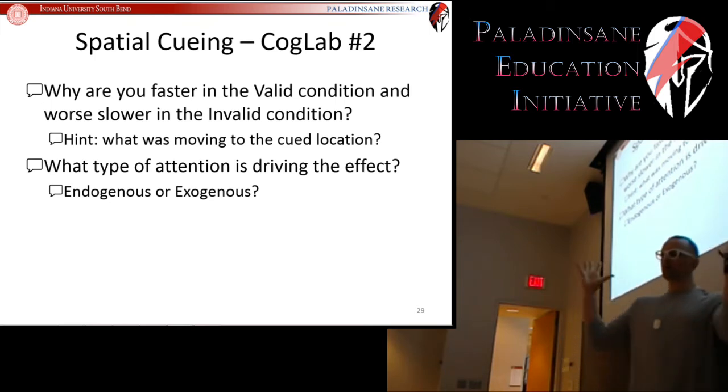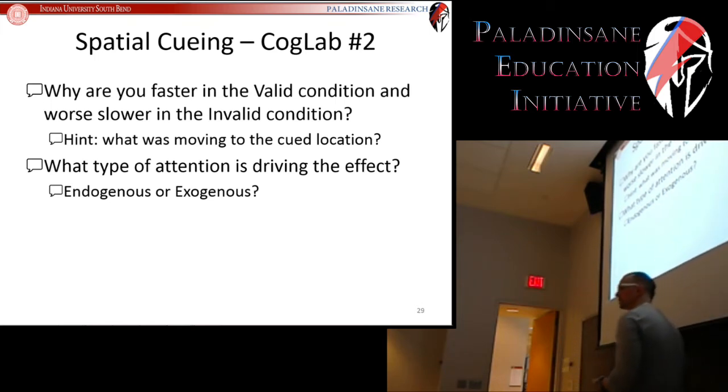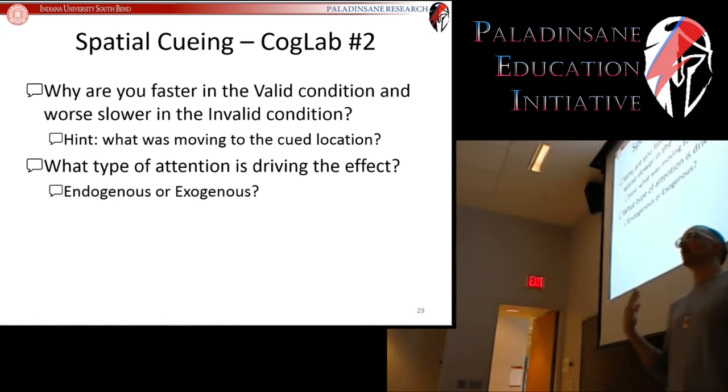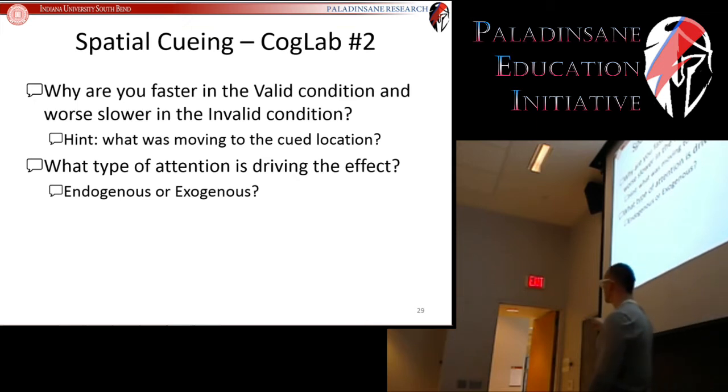Just as a sort of final review of endogenous and exogenous, what is driving the effect in these conditions? So there's a number of different effects in these conditions. So let's start with the arrow. The arrow pointing you in one direction or pointing you in the other direction, and then you move your attention to the position that's pointed to. Is that endogenous attention from within, or is it exogenous attention from without, stimulus-driven attention?